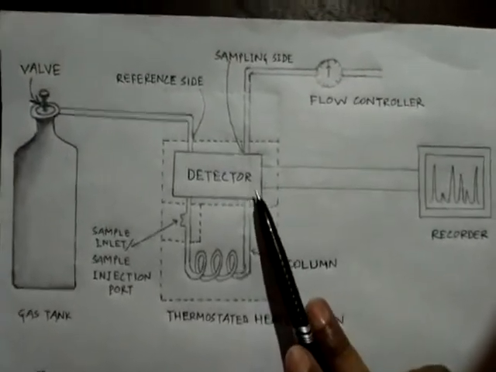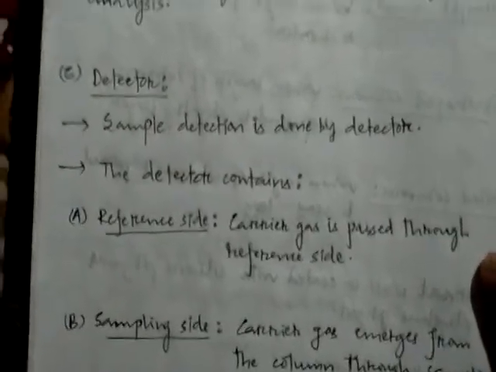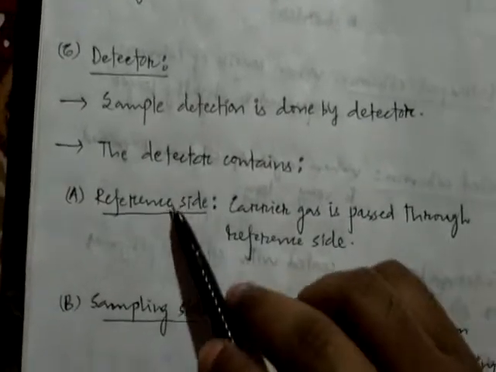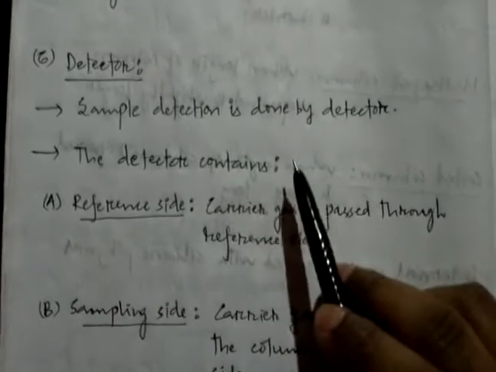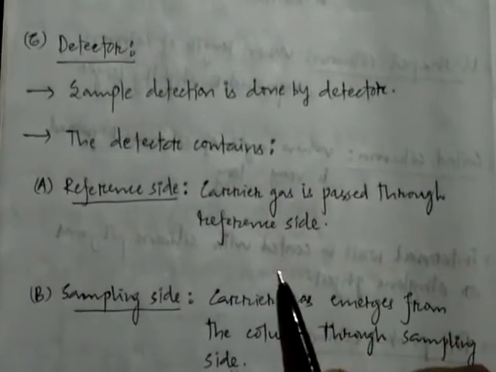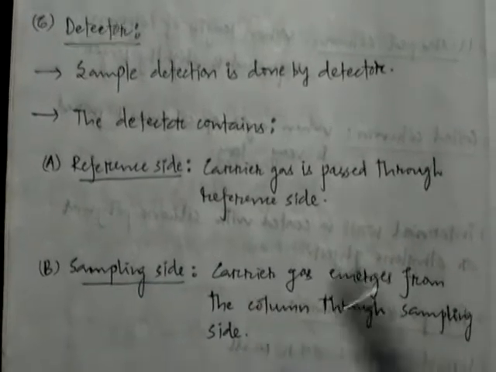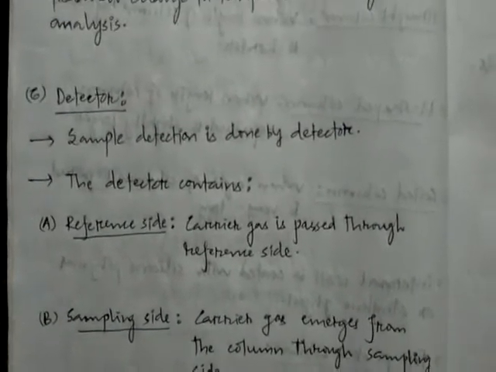The sixth component is the detector. Detection of sample is done by the detector. The sample is automatically detected as it emerges from the column. The detector contains a reference site and a sampling site. The carrier gas is passed through the reference site before entering the column and emerges from the column through the sampling site. Detectors are of several types, about which we will discuss a little later.